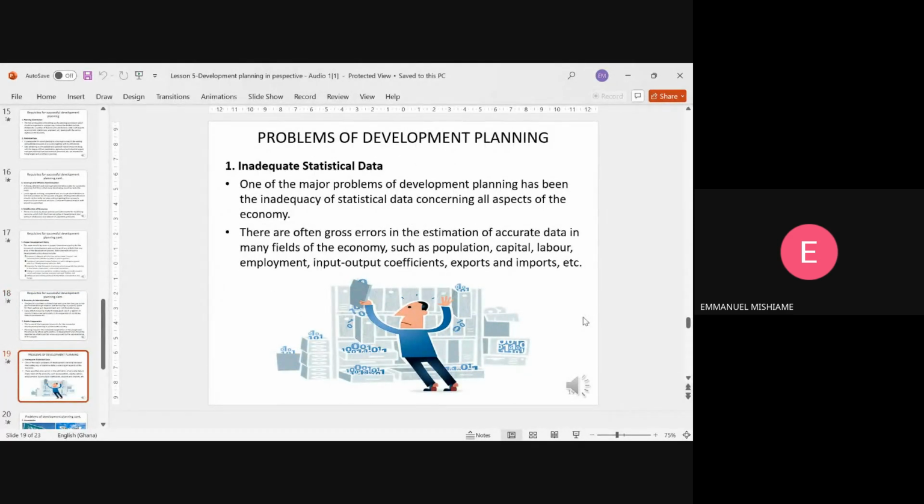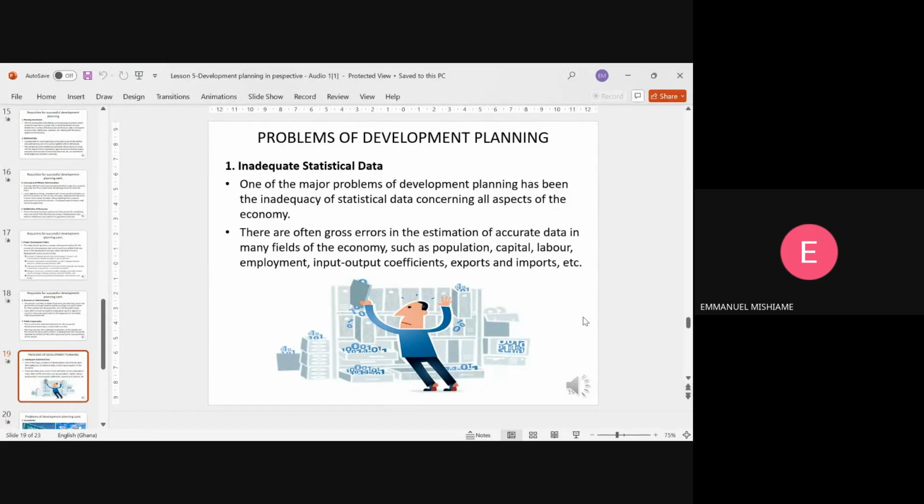Okay, now what are some problems of development planning? What we just looked at was what was required, the requisites for successful development planning. But then there are problems. Number one is inadequate statistical data. Many countries do not have enough statistical data.